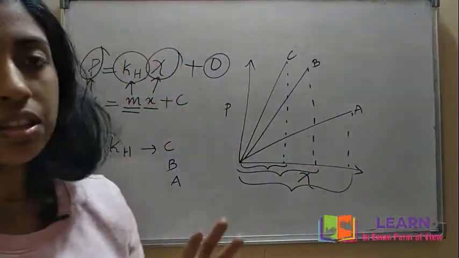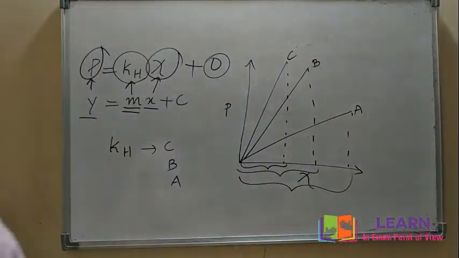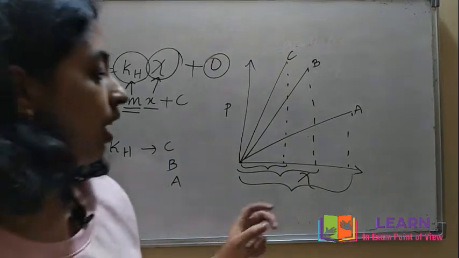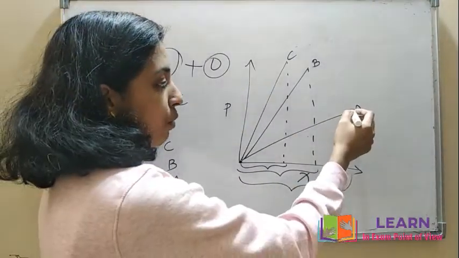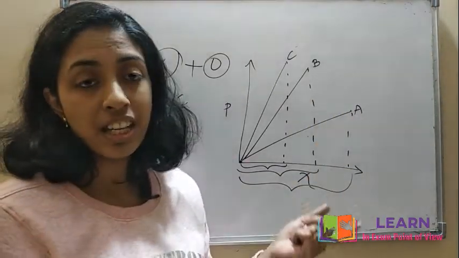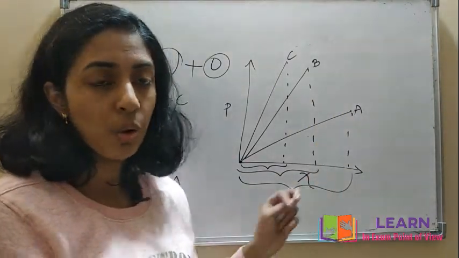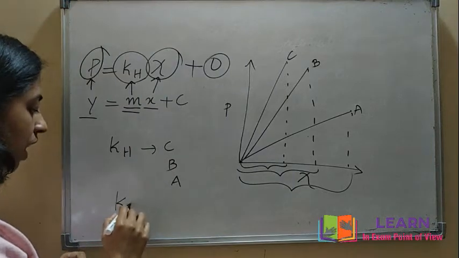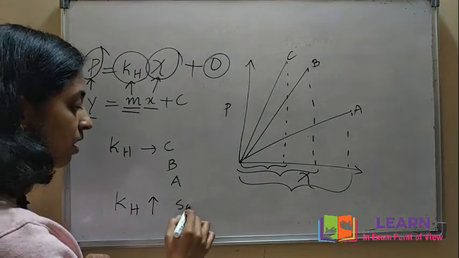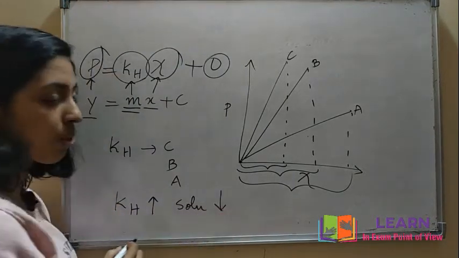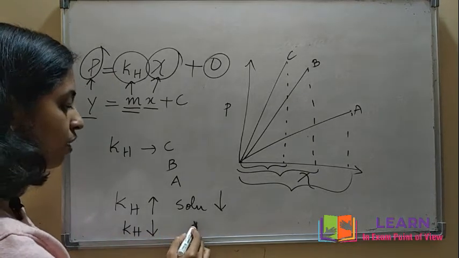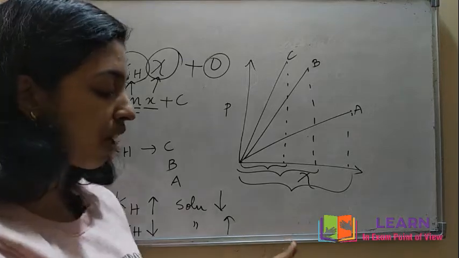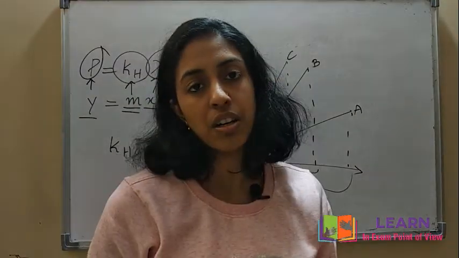Now just look the solubility relationship. That is, solubility is high for which one? A. But KH, the Henry constant, is low. So what is its relation? If KH is high, that means what? Solubility is low, right? Then if KH is low, that means solubility is high. That is, both are inversely proportional.